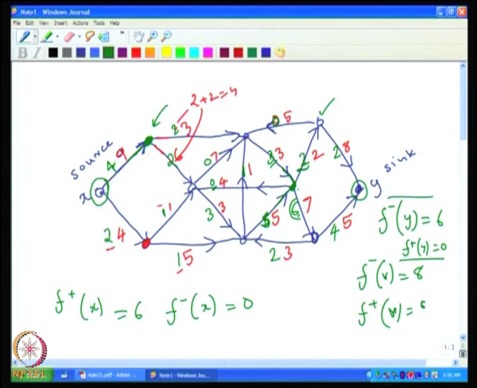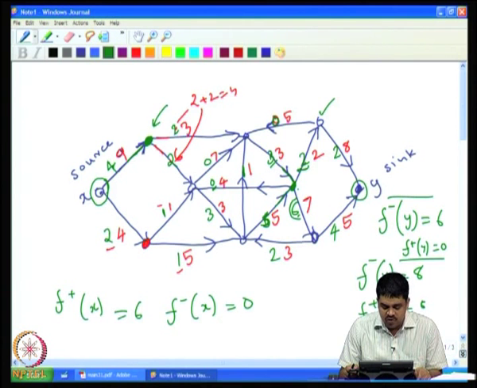the outgoing arcs. This is one main condition, and the other condition is the capacity constraint, namely that all flow values should be non-negative, that means greater than or equal to 0, and there is an upper bound on each arc, namely the capacity of that arc. You cannot push more than the capacity of that arc.